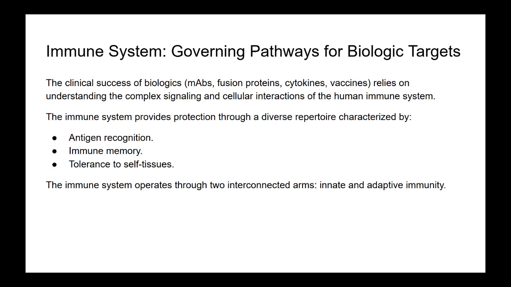This immune system is characterized by a diverse range of antigen recognition capabilities, immune memory, and tolerance to the body's own tissues, which collectively protect against pathogens and disease. The immune system operates through two interconnected components: innate immunity and adaptive immunity. These two arms work together to identify, respond to, and remember various threats, ensuring the body's continued health and protection.